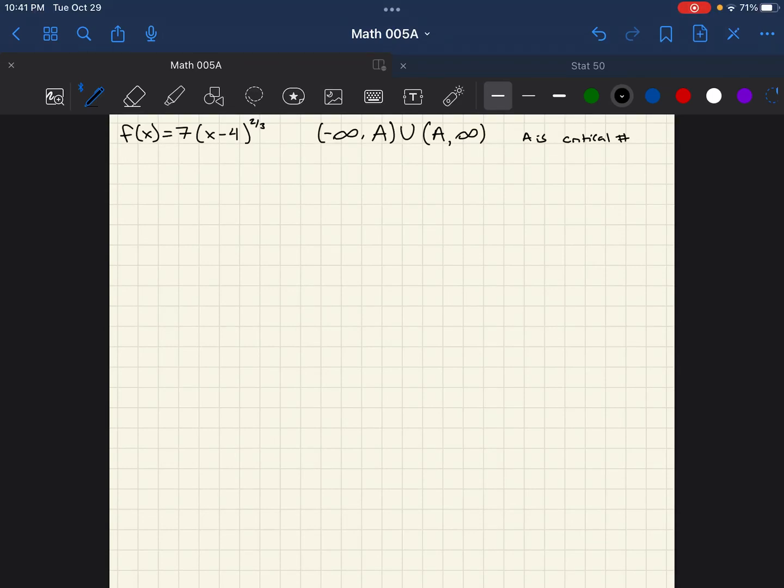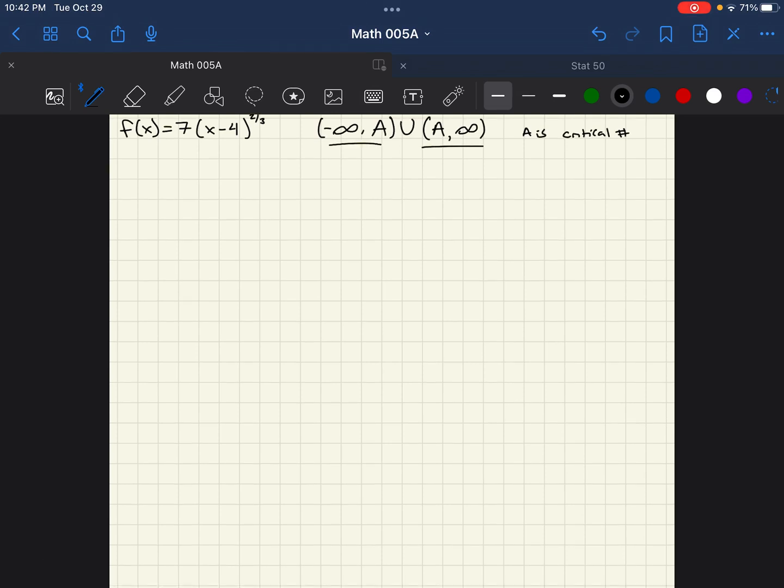So today we are tasked with the challenge of finding the critical point, which is A, as well as whether the function is increasing or decreasing, and whether it's concave up or concave down here. So step one would be to identify A.